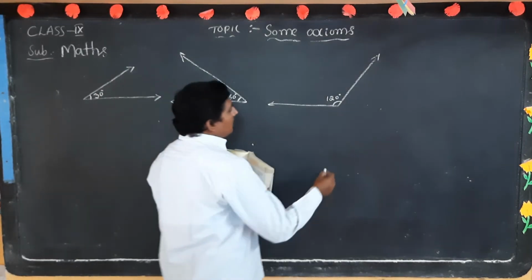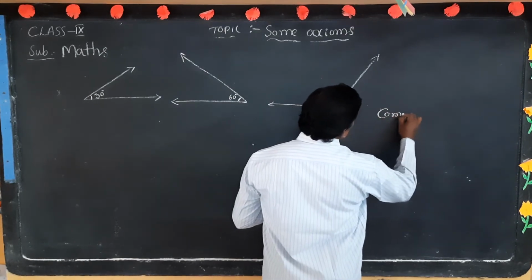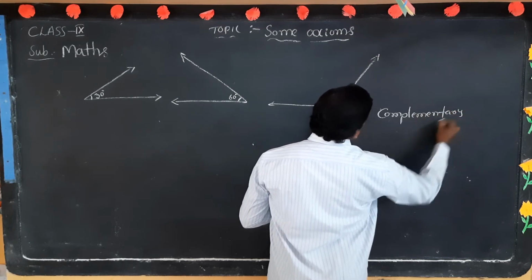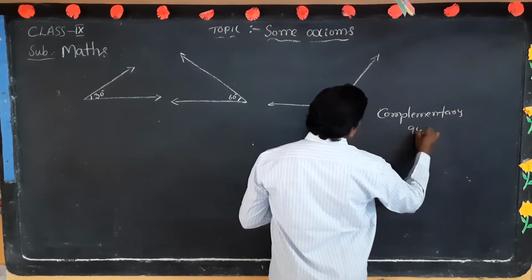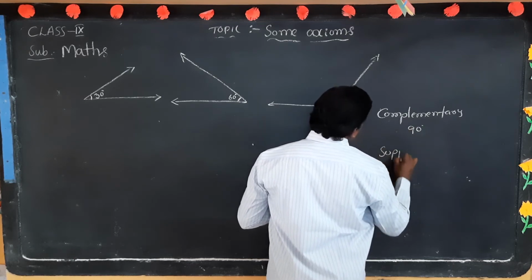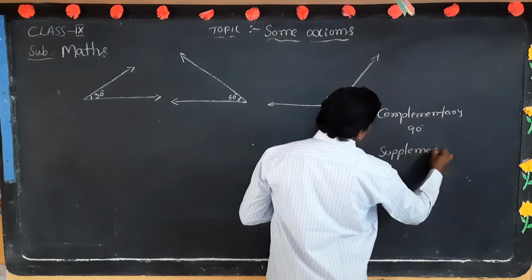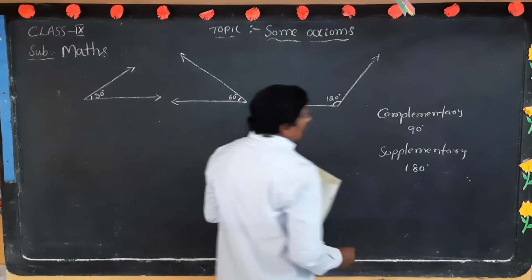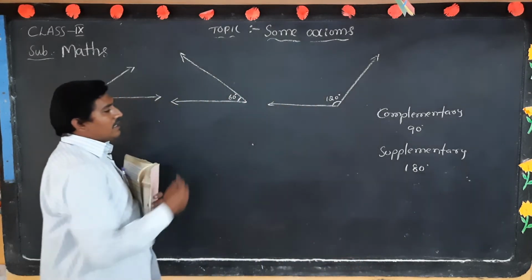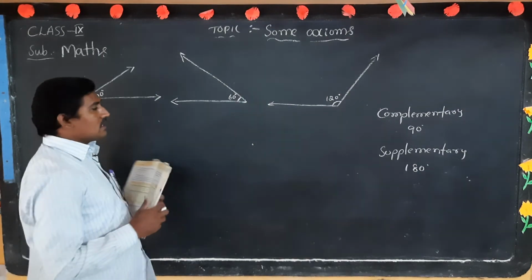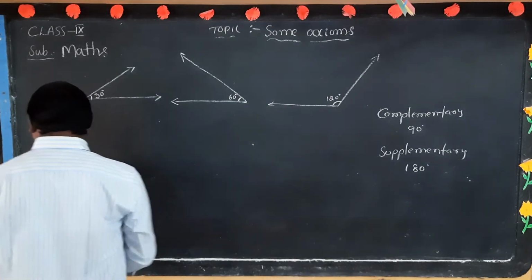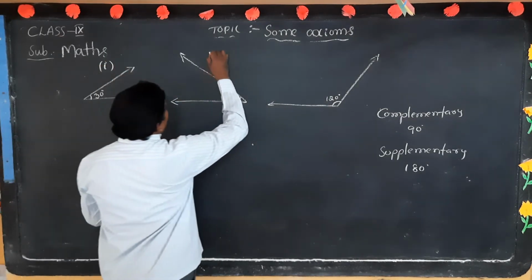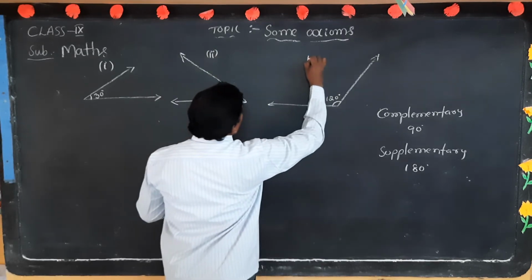Already we know, complementary angles means we want 90 degrees. Supplementary angles means we want 180 degrees. If any two angles add up to 90 degrees, they are complementary angles. If they add up to 180 degrees, they are supplementary angles. See, they have given the first diagram, the second diagram, and the third diagram.